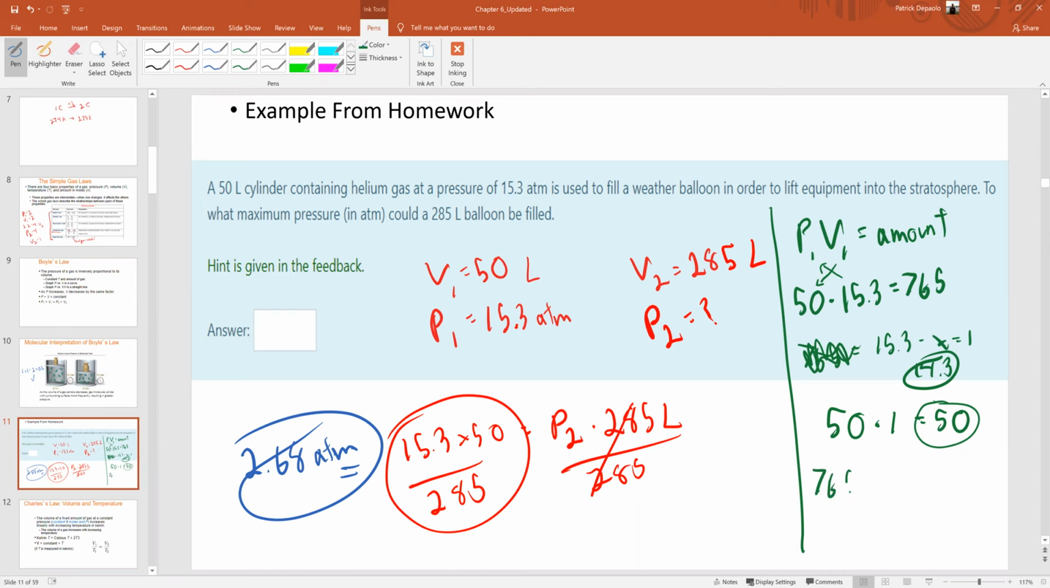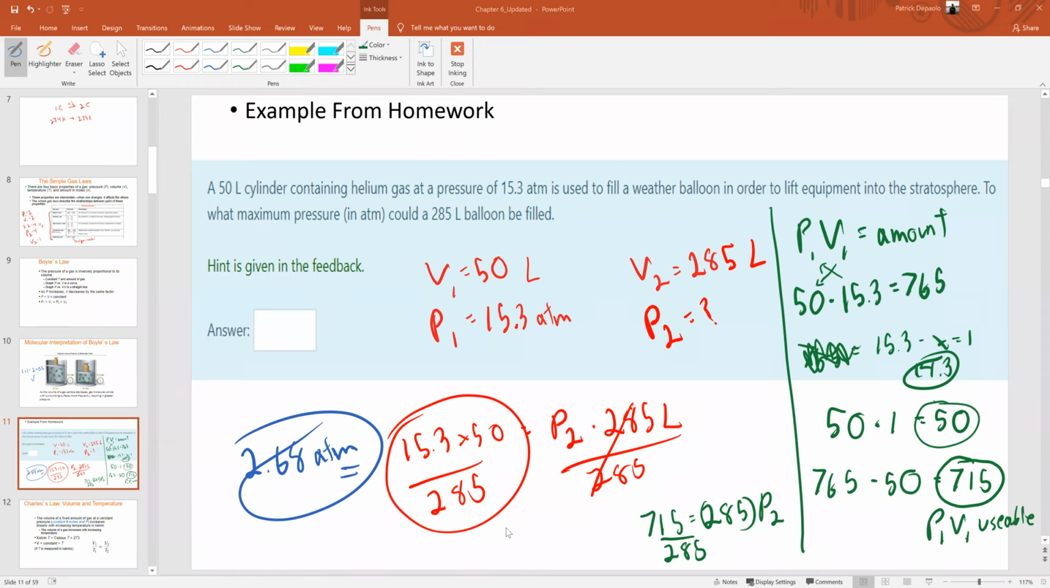So the usable gas is our total, 765, minus our non-usable 50. So that's going to be 715. So 715 is our P1V1 of usable gas. Basically the answer using that 715 would be 715 equals 285, which is V2 times P2. Then you divide 715 by 285, and you get 2.51. So it's close, but not exactly 2.5. P2 equals 2.51. Okay, I know that was a lot, but are there any questions?